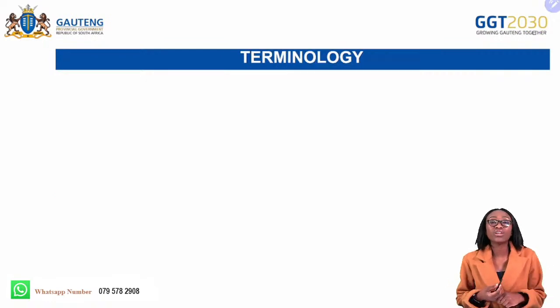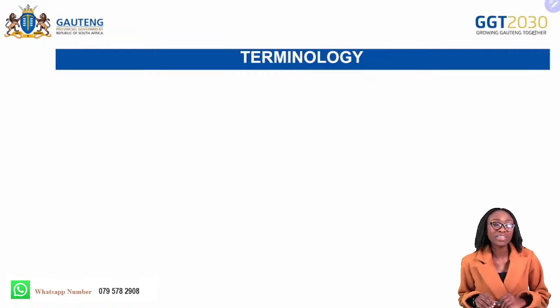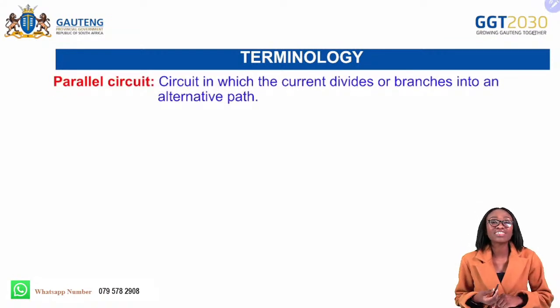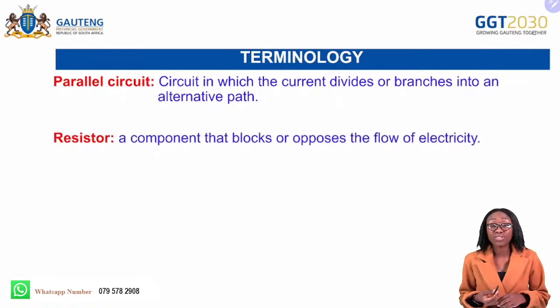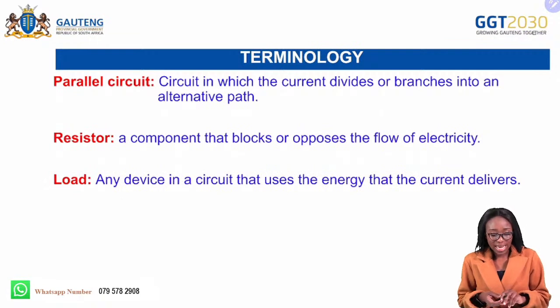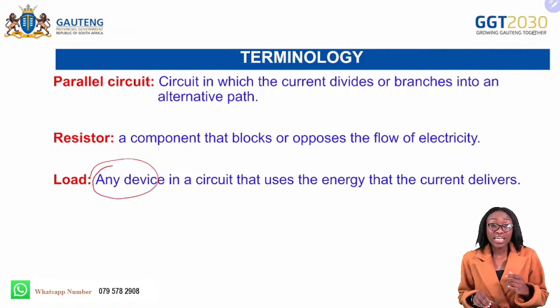Right, let's look at terminology. These are the important terms of the day, the terms that will help us better understand the concepts that are being learned in today's lesson. Term number 1, parallel circuit, which is actually part of today's topic. A parallel circuit is a circuit in which the current divides or branches into an alternative path. A resistor is a component that blocks or opposes the flow of electricity. And then load. Load is any device in a circuit that uses the energy that the current delivers.